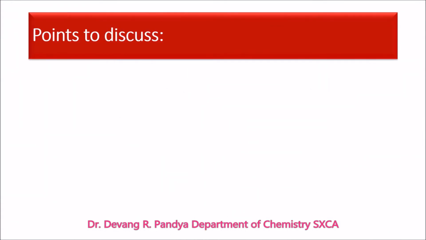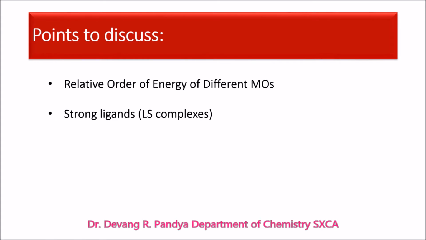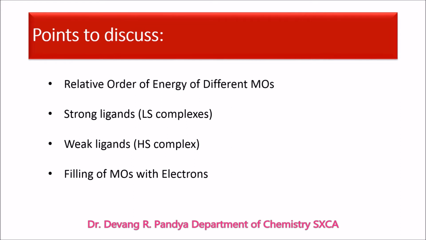Points to discuss. Today we are going to discuss the relative order of energy of different molecular orbitals, strong ligands, that is low spin complexes, weak ligands, that is high spin complexes, and filling of molecular orbitals with electrons. In addition, we're going to discuss one molecule, the titanium hexaaqua plus 3 complex, and learn how to generate the molecular orbital diagram for octahedral complexes, with only sigma donation.